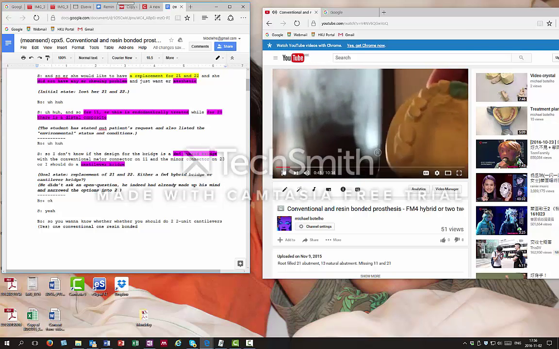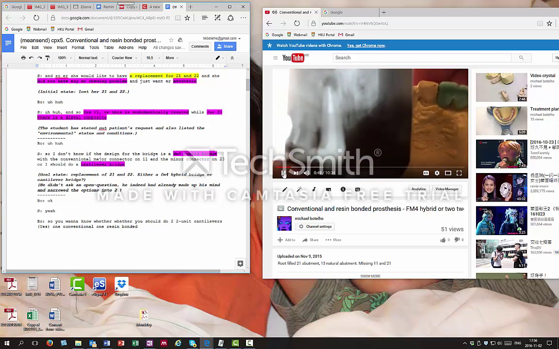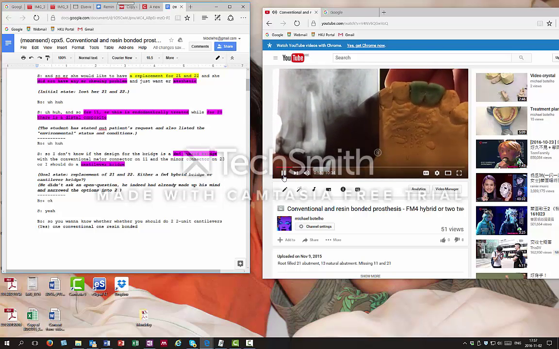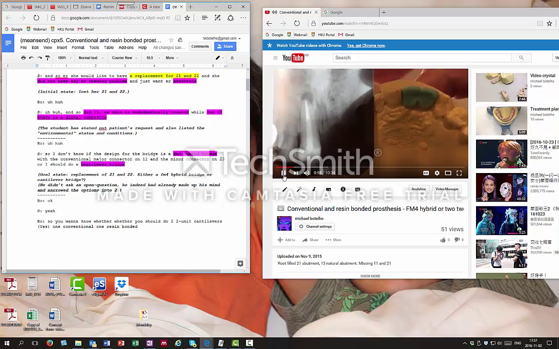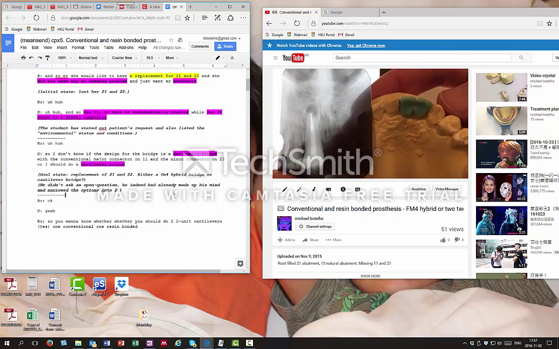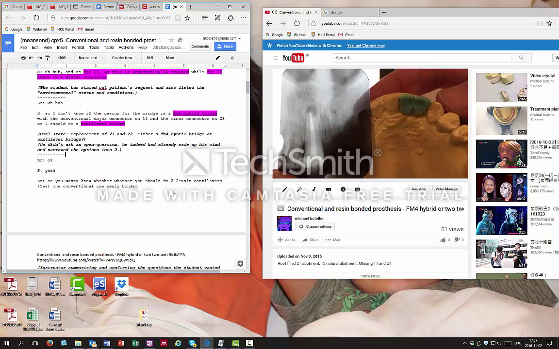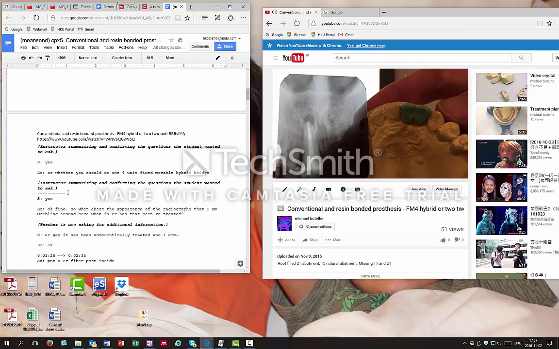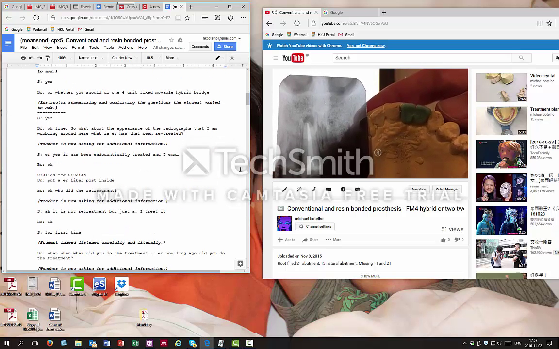So I don't know if the design for the bridge is a FM4 hybrid bridge with the conventional major connector on 1-1 and the minor connector on 2-3, or I should do a cantilever bridge. Okay. So you want to know whether you should do 2 2-unit cantilevers, one conventional, one resin bonded, or whether you should do 1 4-unit fixed movable hybrid bridge.